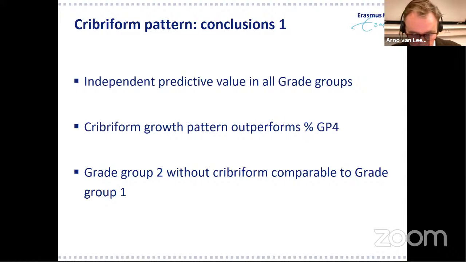So, summarizing the results up to now, cribriform pattern has independent predictive value in prostate cancer grade groups. Cribriform pattern is related to but outperforms percentage Gleason pattern 4, and men with grade group 2 disease without cribriform pattern have comparable disease-specific survival rates to men with grade group 1. Therefore, the ISUP recommends to report on the presence of cribriform carcinoma in all cancers.